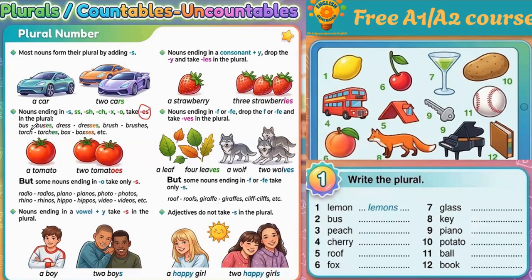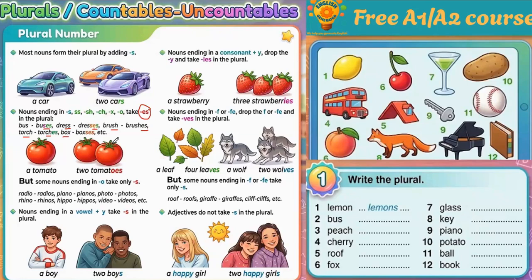So the word bus, it would become buses because it ends in S. And the word dress, as it ends in double S, it would become dresses. And the word brush, because it has sh sound at the end, it would become brushes. And the word torch, it would become torches because it has ch sound at the end. And the word box, it would become boxes because it has x at the end.